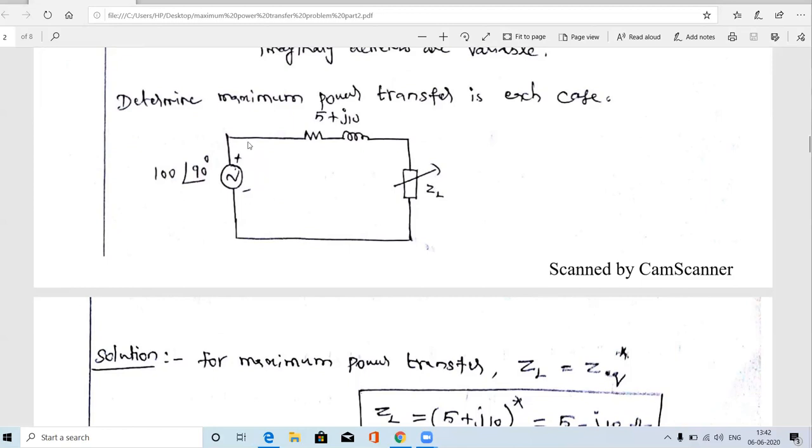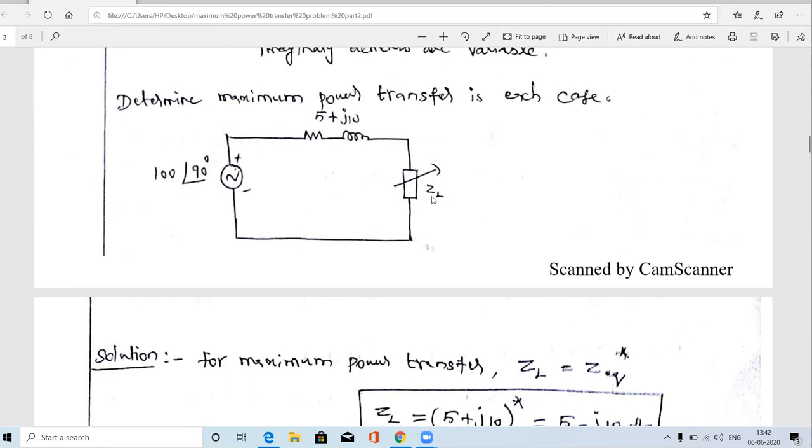Is the given circuit a DC circuit or an AC circuit? It's an AC circuit, since the voltage source they are giving is an alternating voltage source, 100 with 90 degree. With the elements, you see, this is the resistor and this is the inductor. So the total value of ZTH is 5 plus J10. 5 is the resistance part, J10 is the reactance of this inductor. At that condition, we have to find this load impedance ZL.